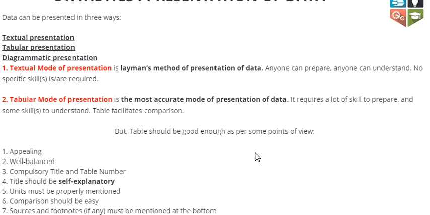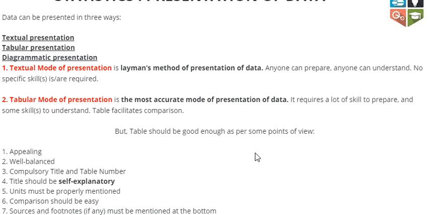Compulsory title and table number. A table cannot be without a table number or its title. The title should be self-explanatory, meaning anyone must understand what the table is about from the title itself. If anyone sees the title, then he understands what the table is about.